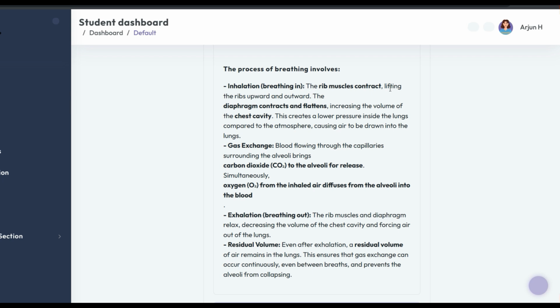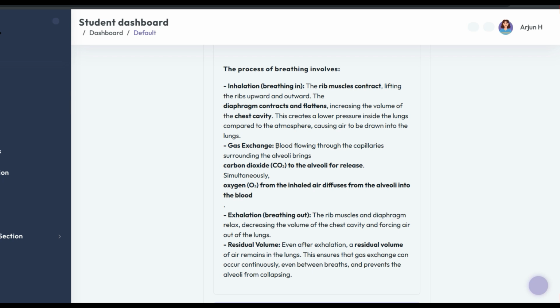The rib muscles contract, lifting the ribs upward and outward. The diaphragm contracts and flattens, increasing the volume of the chest. This creates lower pressure inside the lungs. Because of the low pressure, what happens? Air gushes in, moves in.